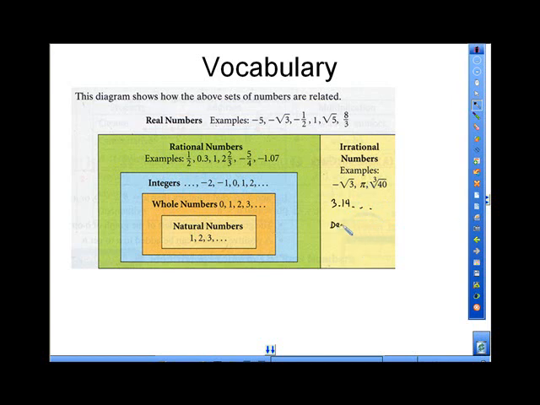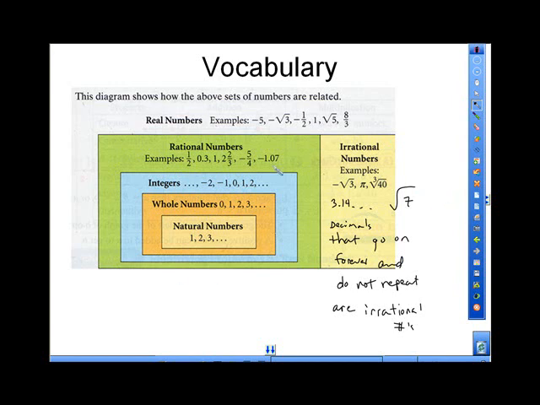So decimals that go on forever and do not repeat are irrational numbers. So pi is an irrational number. Square roots, for example, square root 7. If you take the square root of 7 and put it in a calculator, it's going to give you a decimal that doesn't repeat, and it goes on forever. So that's an irrational number.